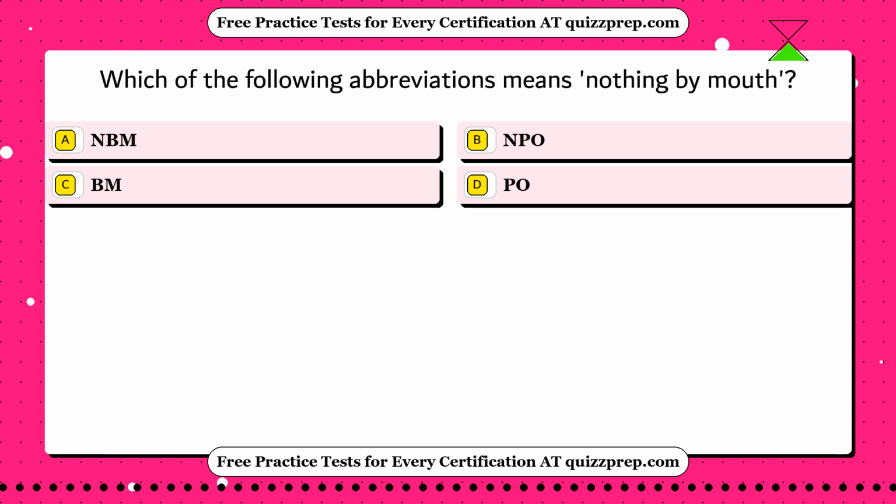Question 33. Which of the following abbreviations means nothing by mouth? Option A. NBM. Option B. NPO. Option C. BM. Option D. PA.